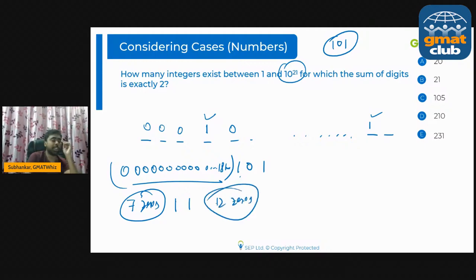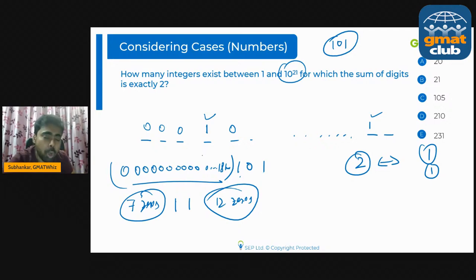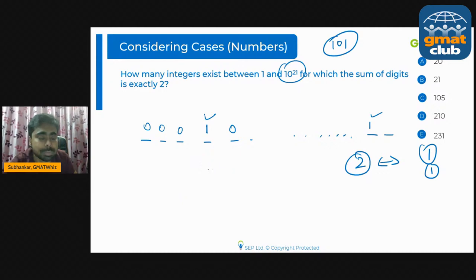Right? So what essentially I'm trying to say here is, all the numbers you can form can either have only a 2, or they can have two 1s. Does this make sense? There is no other way you can get the summation as 2. Either you get a 2, or you get two 1s. Does that make sense? If this makes sense, then the solution will become much easier. So I'll wait for 10 seconds to let you think.